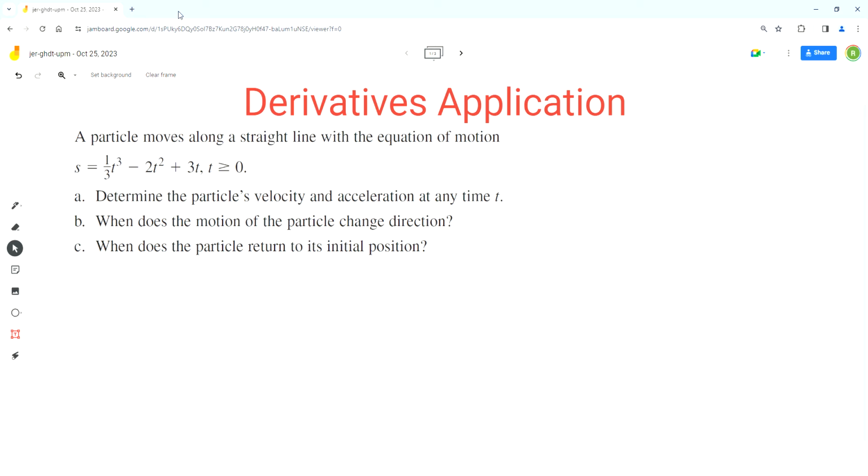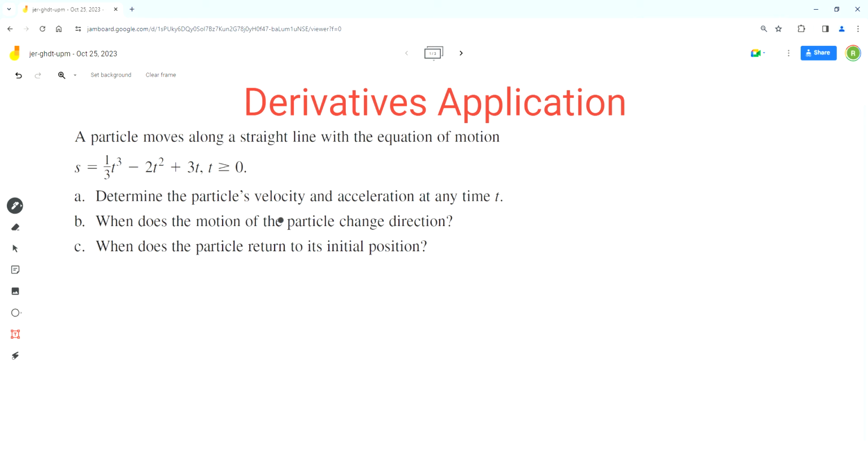So in this video, we'll solve this word problem using the concepts of derivatives. As per the problem, a particle moves along a straight line with the equation of motion s equals 1/3 t cubed minus 2t squared plus 3t, and t is greater than or equal to 0. So t represents the time. Now in part A, we have to find the particle's velocity and acceleration at any time t.